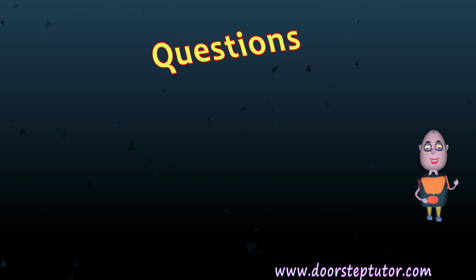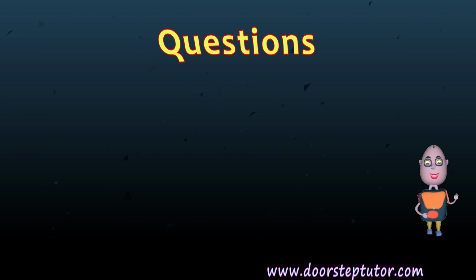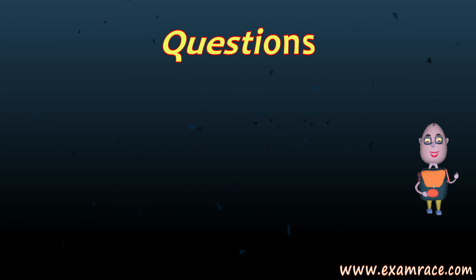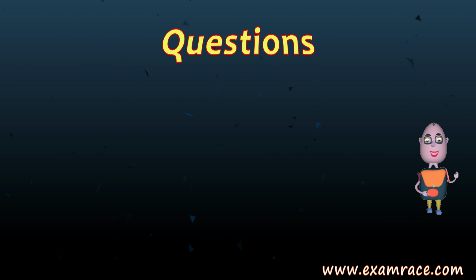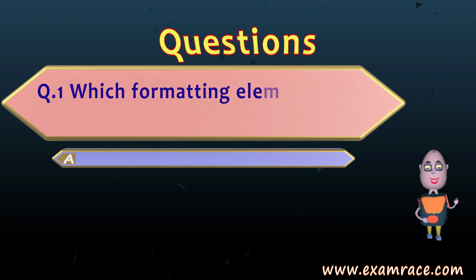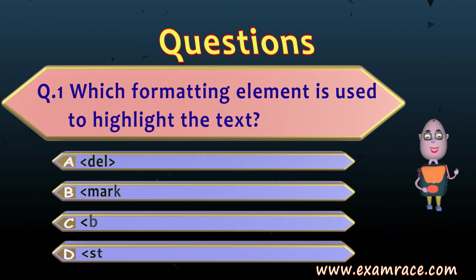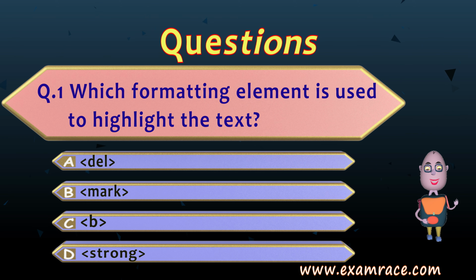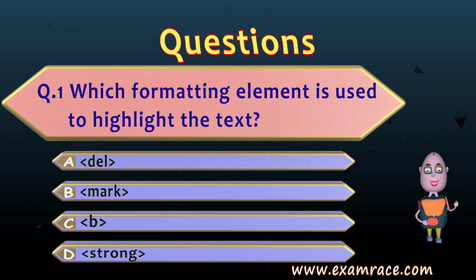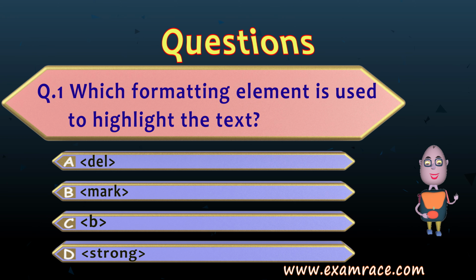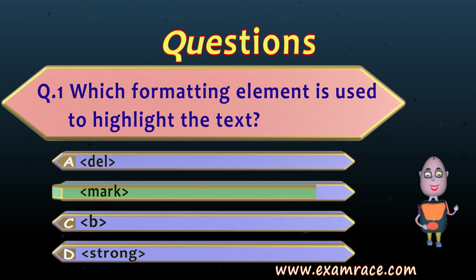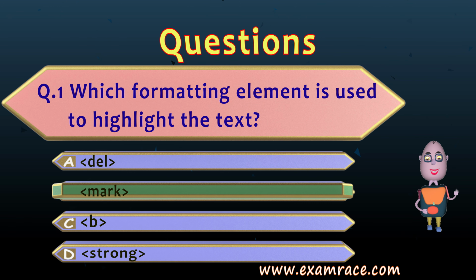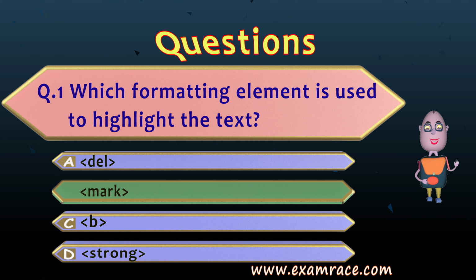Let's move to the next slide, in which we have some multiple choice questions related to the same HTML part that we have discussed today. The first question is, which formatting element is used to highlight the text? The various options are given. What is the correct answer for this question? The correct answer is mark. Mark is used to highlight the text with yellow highlight.